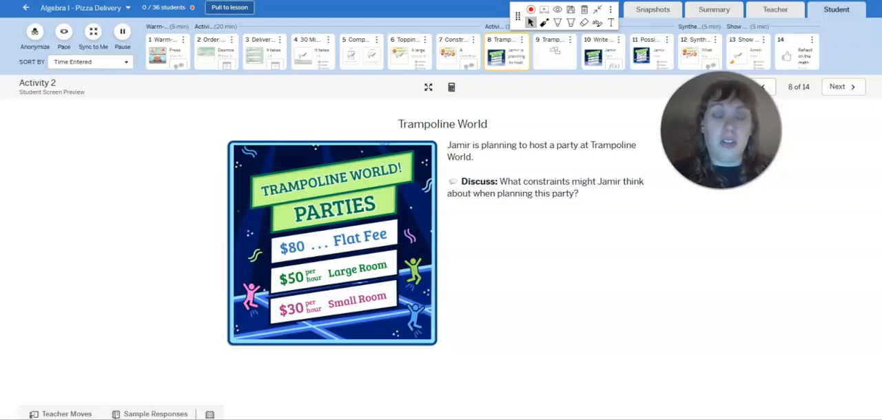Also, these larger small rooms are per hour. So how many hours are they going to rent it out? Maybe they only want to do it for at most 3 hours, right? Another thing is there's this small room and large room. So how many people are allowed in the small room versus are allowed in the large room? And then also how many people are being invited. So these are all different types of constraints that Jameer needs to consider when planning their party at Trampoline World.